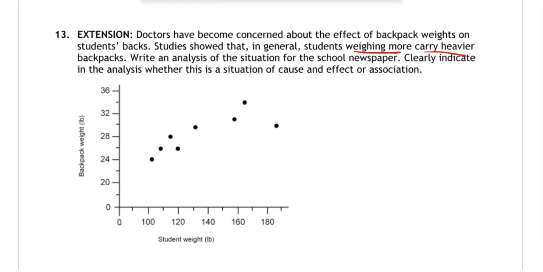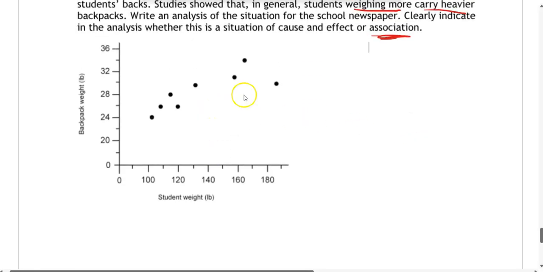So, all in all, though, this is going to be an association. And the reason it's an association is because the backpack weight is not going to be caused by the student's weight. They're not related. They're just associated with one another. That's the gist here. Okay, so hopefully this all makes sense to you guys.